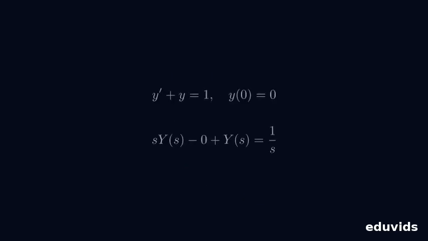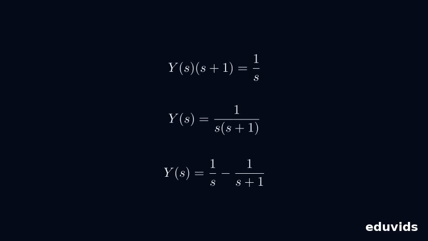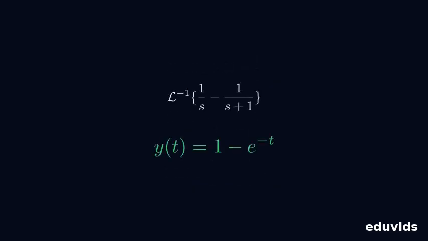Now we solve an ODE: y prime plus y equals 1. With initial condition 0, transforming both sides gives s Y of s plus Y of s equals 1 over s. Factoring and solving for Y of s gives 1 over s times 1 over s plus 1. We then use partial fractions. The inverse transform yields the solution y of t equals 1 minus e to the minus t. We solved the equation without integration in the time domain.